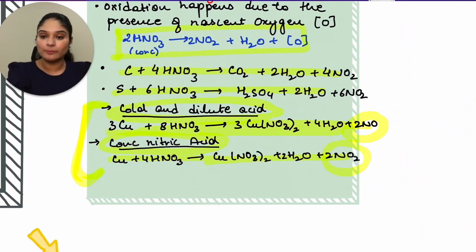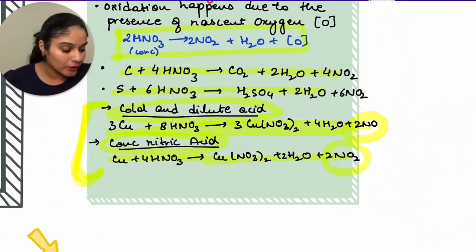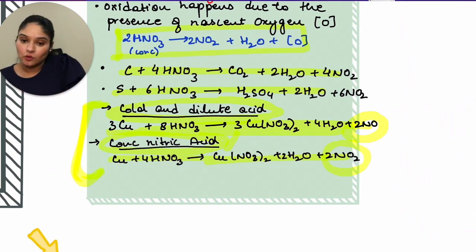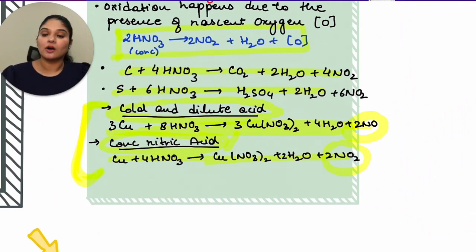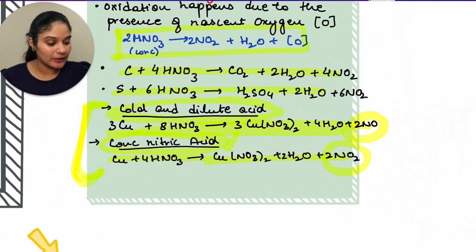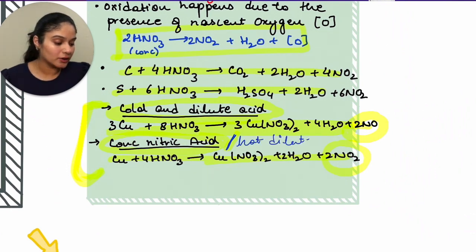This is a very important multiple choice question also. When you have concentrated nitric acid, which can also be written as hot dilute nitric acid, copper reacts with HNO3 to give copper nitrate, water, and nitrogen dioxide. Make sure you remember this also: instead of concentrated nitric acid, you can also say hot dilute nitric acid.